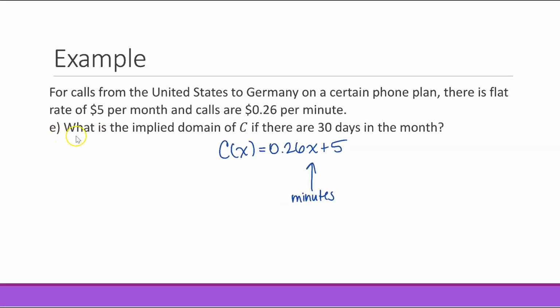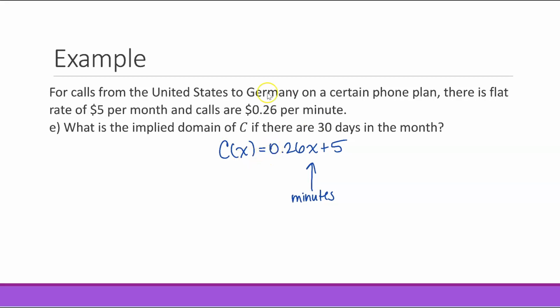Part E, the last part, asks what is the implied domain of C if there are 30 days in the month? So remember that domain is asking us about the type of X values, or the type of inputs, for this particular function that make the output make sense. So what type of values can we substitute into this function? Now in general, for a linear function without any context, so if I just have some linear function and it doesn't represent, let's say, cost or anything, it's just a linear function, the domain is all real numbers.